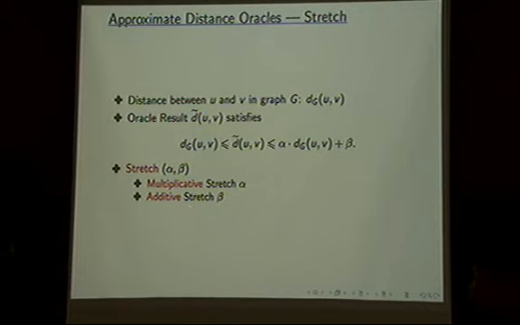So it would be best if we had alpha equals 1 and beta equals 0. Then the result would be perfect. And also note, please, that we never allow that the distance is too short. We always want to output something that is a bit too long maybe, but not much too long. So this is a very standard notion for approximation algorithms, of course.